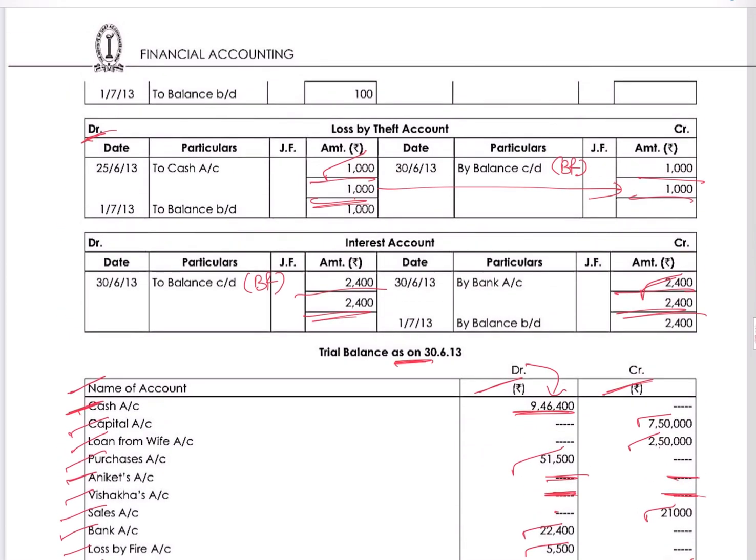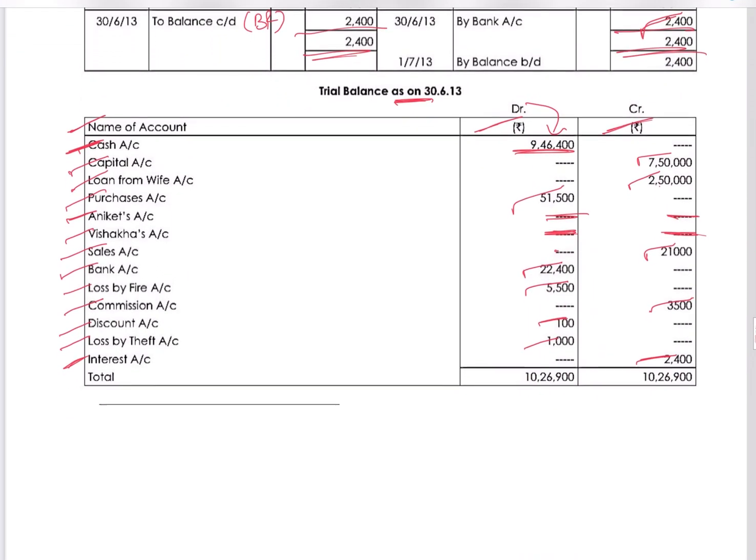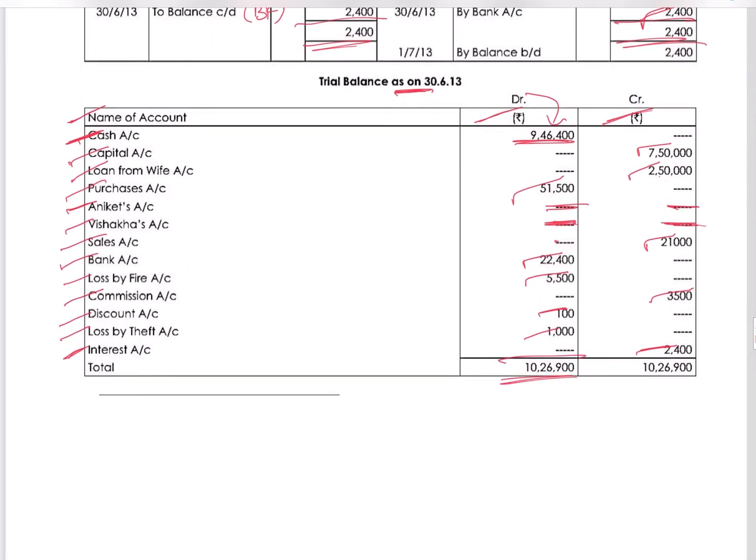Right, all the ledger accounts have been posted. Total the debit and credit and it should tally. If it doesn't tally, either you have missed a ledger or something is wrong in a ledger. So verify it. If it is not tallying, it is a clerical error, a posting error or some mathematical error, so you can verify and find it out.